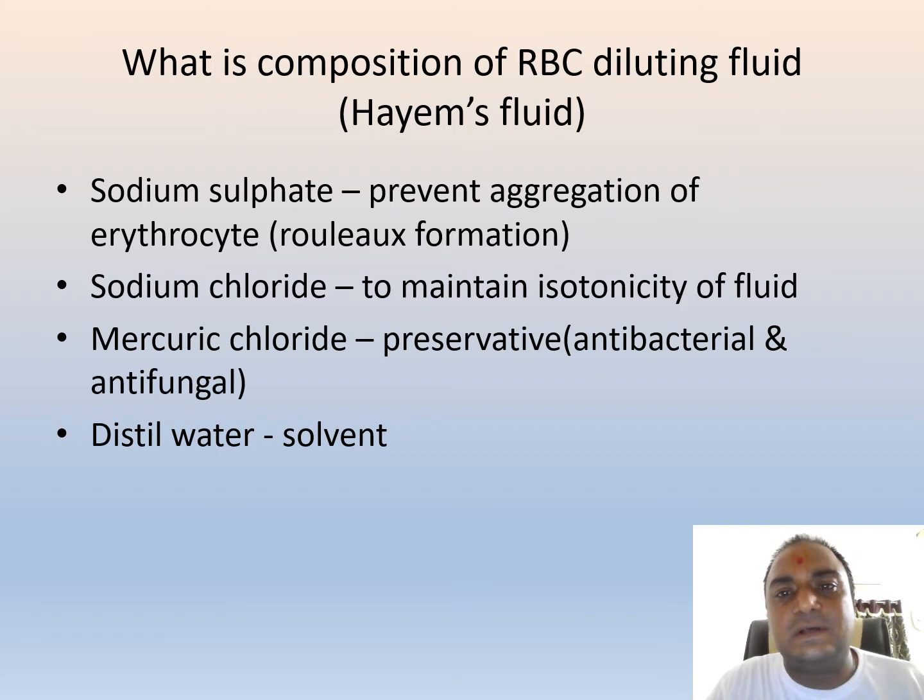Another name for this RBC fluid is Hayem's fluid. The contents of Hayem's fluid are sodium sulfate, sodium chloride, and mercuric chloride. Sodium chloride is important for the maintenance of the isotonicity of the fluid. Sodium sulfate prevents the aggregation of the erythrocytes, that is, rouleaux formation. Mercuric chloride acts as a preservative, antibacterial, antifungal. Distilled water acts as a solvent.